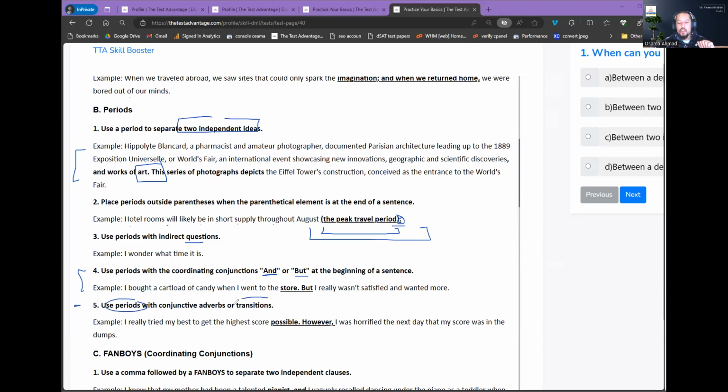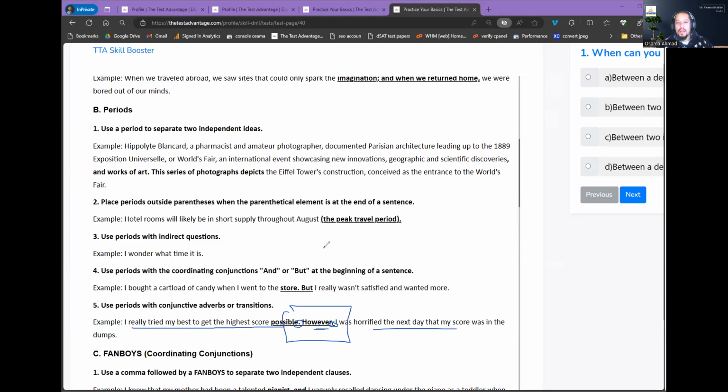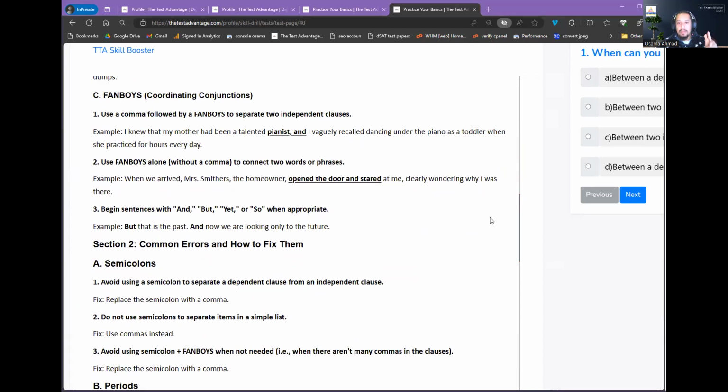Number 5. Period بالtransition. As you can see here. برضو ممكن نستخدم period transition structure. For example, I really tried my best to get the highest score possible. Period, transition, comma. Okay. I was horrified the next day. So again, the period هو semicolon, by the way. The rules for semicolon بيبقى rules في period. مفيش حاجة جديدة. Your idea or the trick is نلاقي two independent ideas.